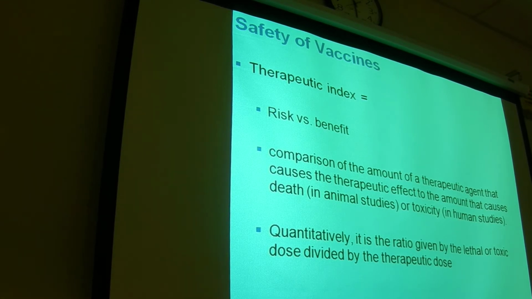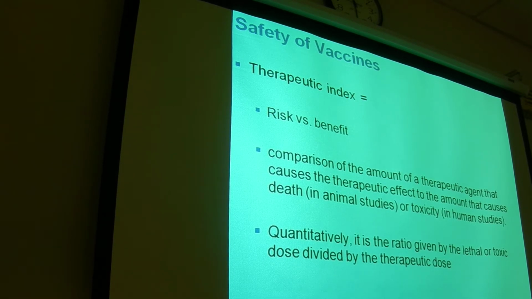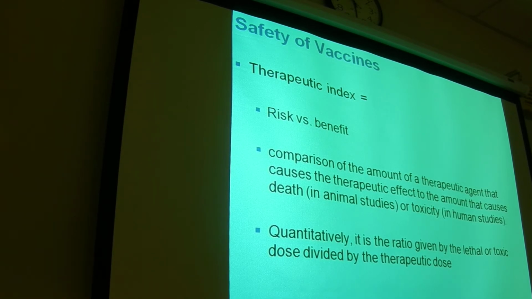So for a given vaccine, let's say it takes 100 nanograms of vaccine for someone to get sick, or for an animal to die if it were an animal study. And it only requires 1 nanogram in a vaccine to actually elicit an immune response that makes the person immune to that disease. So the index is just 100 divided by 1. So your therapeutic index is 100 for this vaccine. That would be considered a very safe vaccine. It takes 100 times more than what you actually need to get somebody sick.